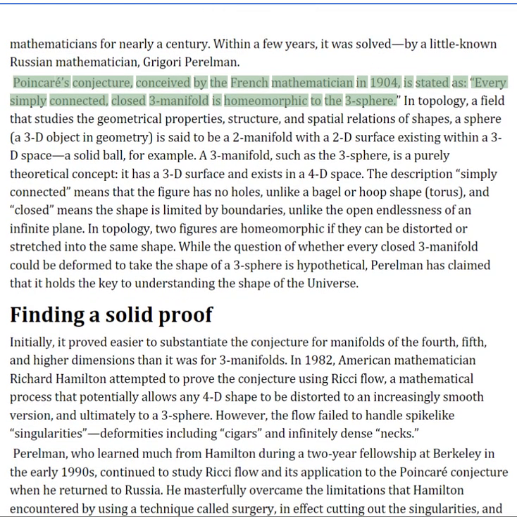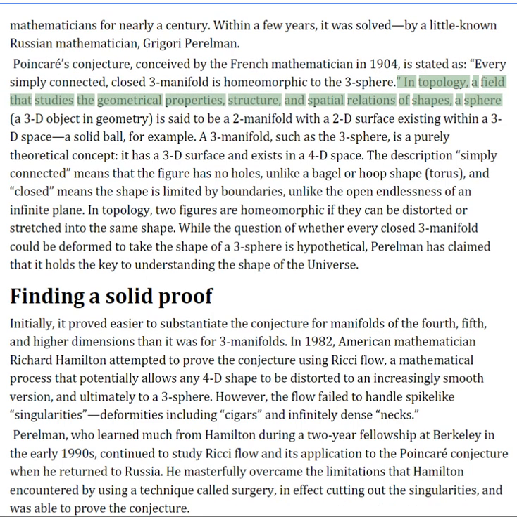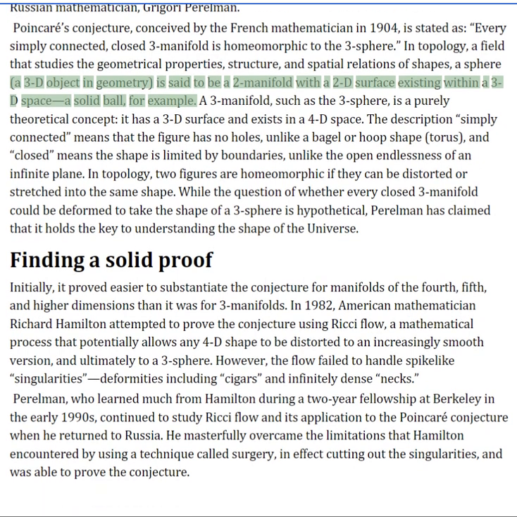Poincaré's conjecture, conceived by the French mathematician in 1904, is stated as: every simply connected, closed 3-manifold is homeomorphic to the 3-sphere. In topology, a field that studies the geometrical properties, structure, and spatial relations of shapes, a sphere is said to be a two-manifold, with a 2D surface existing within a 3D space, a solid ball, for example.